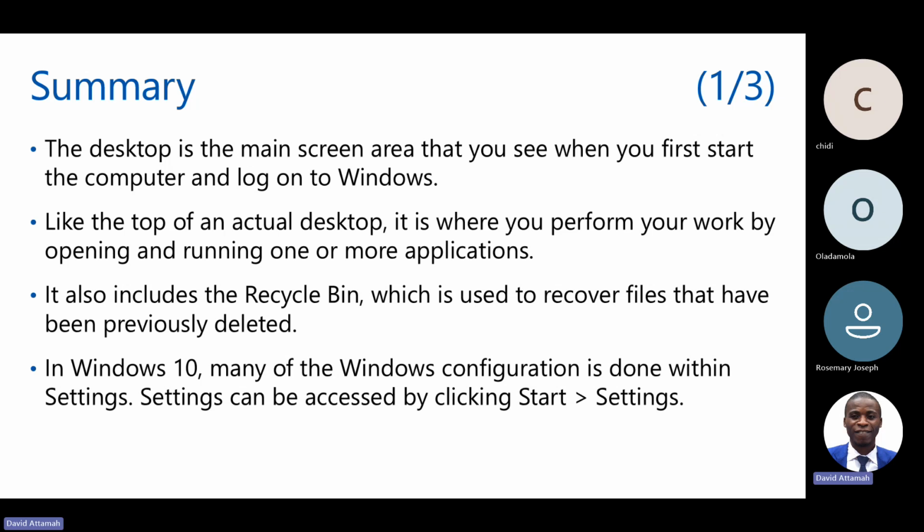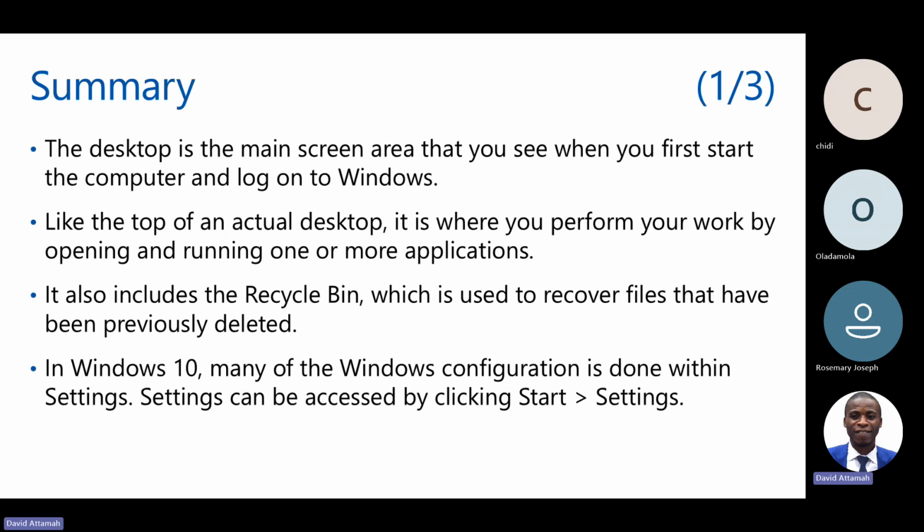All right, for a short summary, the desktop is the main screen area that you see when you first start the computer and log on to Windows. The desktop also includes a recycle bin, which is used to recover files that have been previously deleted. I mentioned that if you want to delete any file permanently, you press down the shift button and then press delete. It doesn't go to the recycle bin; it deletes automatically.